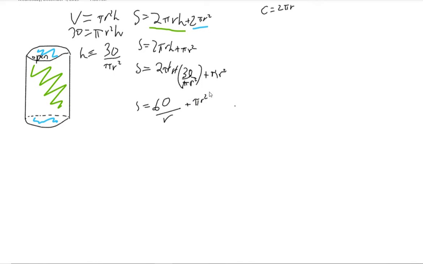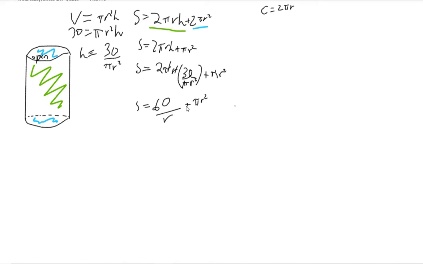Okay, so this is an optimization problem. Minimizing or maximizing, it doesn't matter. What matters is we want to find the optimal point. And when you want an optimal point, a maximum or a minimum, the derivative is 0 at that point.